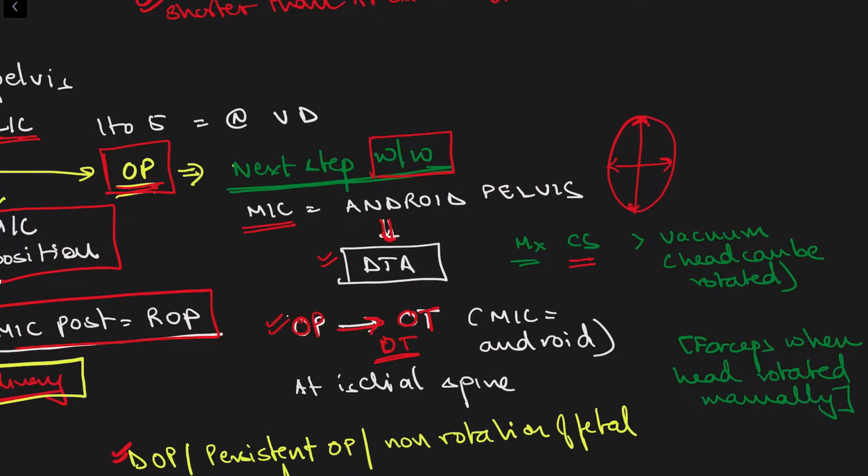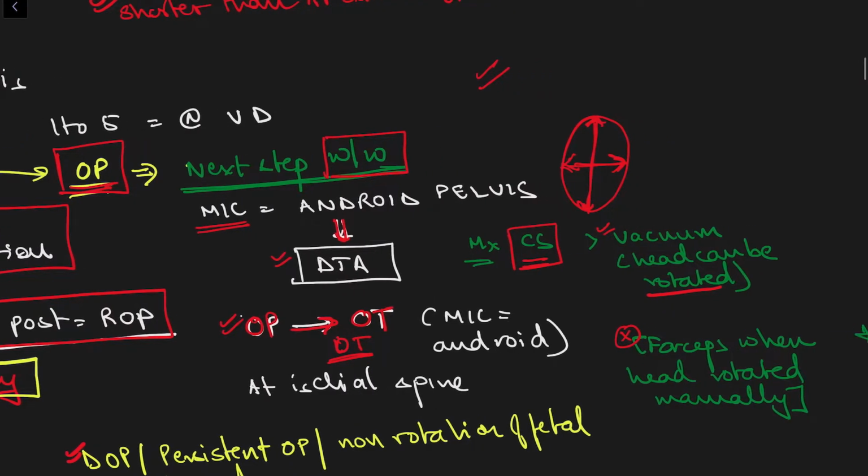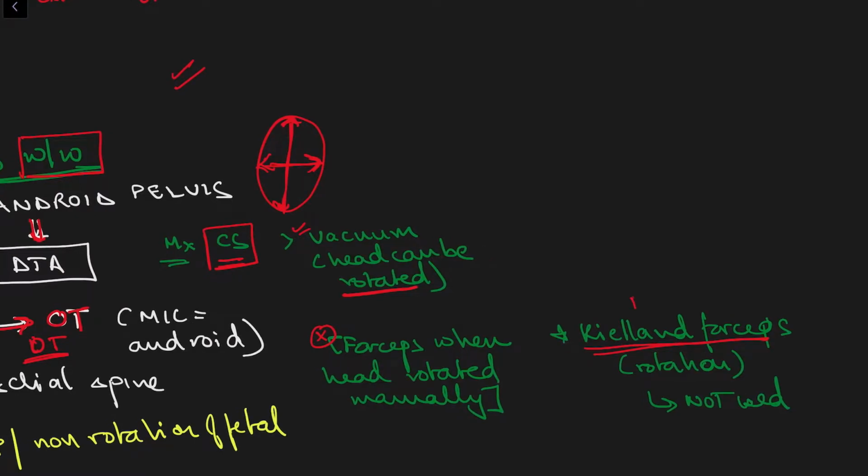In occipito-posterior position, the next step would be wait and watch, and it is most commonly associated with an android pelvis, because in android pelvis the antero-posterior diameter is more than the transverse diameter. But if it converts to deep transverse arrest, then we manage by performing a C-section, or with the help of vacuum, the head can also be rotated. For rotating the head, we do not use forceps. Forceps are used when the head is rotated manually. Earlier, Kielland forceps was used, which was a rotational forceps, but now it is not being used. We use vacuum for rotation of the head, but preferred is always C-section.